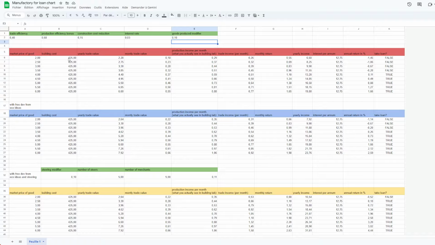So for the red part now, it's the manufactory without eco ideas, I mean without the free diplomatic dev point that eco ideas give you on manufactories. So here we have the market price of the good.